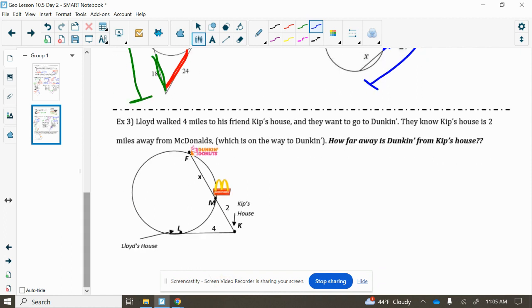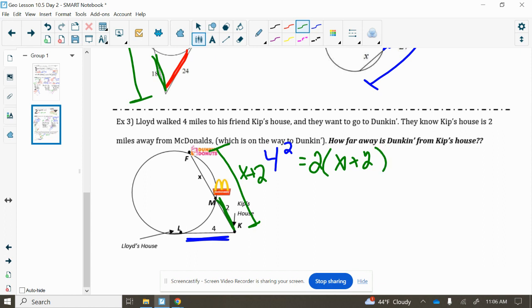One final example deals with our tangent secant segments again, but this time we are trying to figure out how far away Kip's house is from Dunkin' on our walk there. So here's Lloyd's house. This is the outside segment, which is 4 squared. And then we know Kip's house would be the outside piece here to McDonald's is 2. Whole thing would be x plus 2.